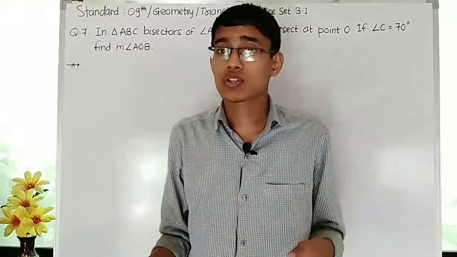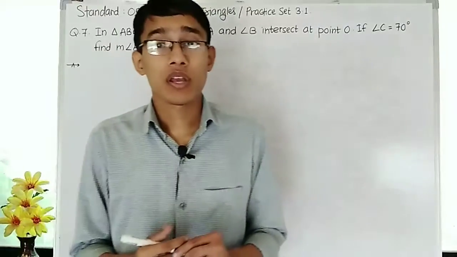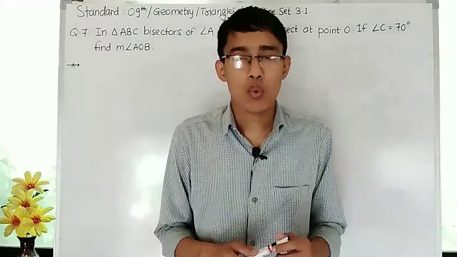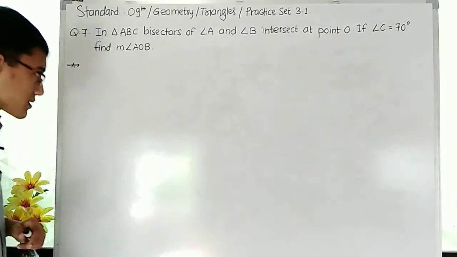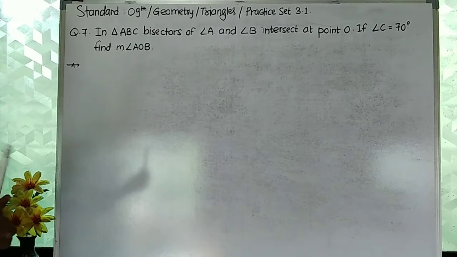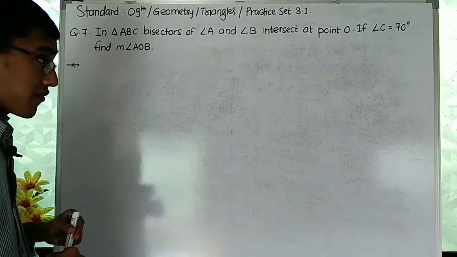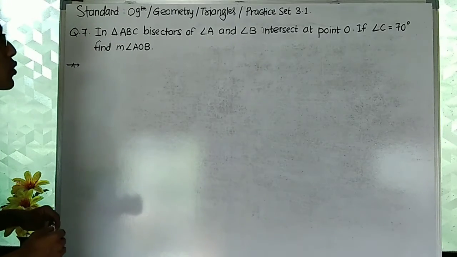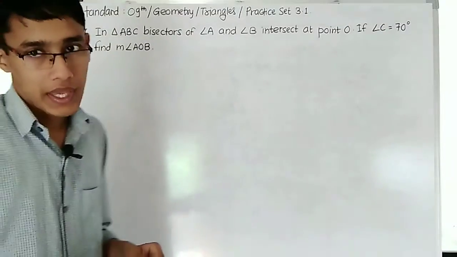Now in this lecture we are going to solve question number 7 and question number 8 from practice set 3.1. Okay, so what is question number 7? The question is, in triangle ABC, bisectors of angle A and angle B intersect at point O. If angle C is equal to 70 degrees, find the measure of angle AOB.